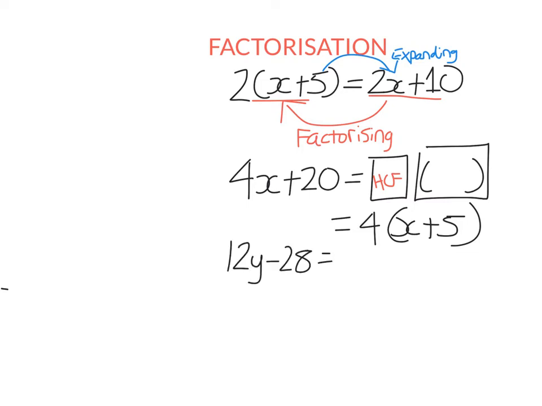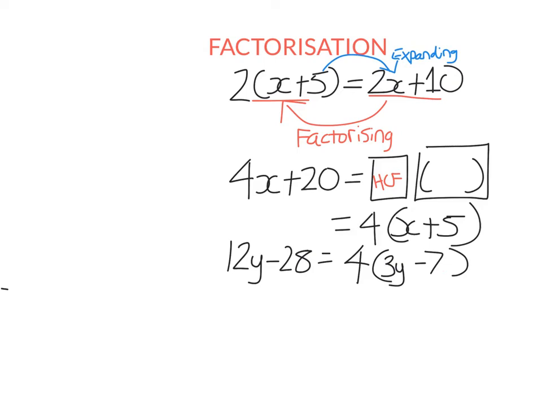So 12y minus 28, I want to factorize it. I'm going to first find the highest common factor. The highest number that goes into 12 that also goes into 28 is again 4. So I say, what do I times by 4, the highest common factor, to get 12y? Well, I need to times 4 by 3 to get 12, and then I need to have a y there as well. What do I times by 4 to get not 28, but negative 28? Well, I need to times by negative 7. So once again, if I expand this using the distributive law, I get this. What is left in the bracket should have no common factors, and 3 and 7 do not.